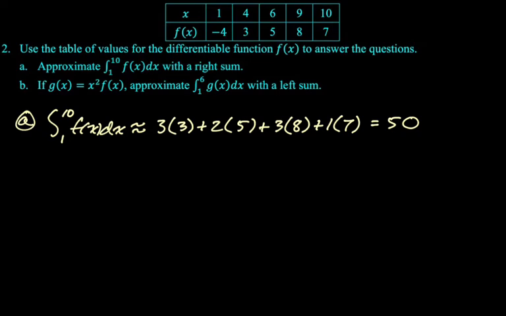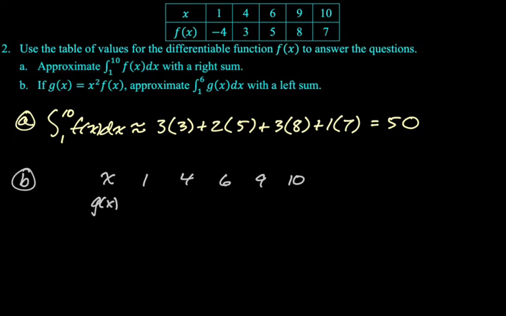All right, part b: if g of x is x squared times f of x, this is a little different. Approximate the integral from 1 to 6 of g of x dx with a left sum. What I like to do for this is add another row to the table with the values of g of x. There isn't really space on the table, so I'm going to create my own table: 1, 4, 6, 9, 10. After doing that, I realized I don't need 6, 9, and 10 because I'm doing a left sum, but it's totally okay.